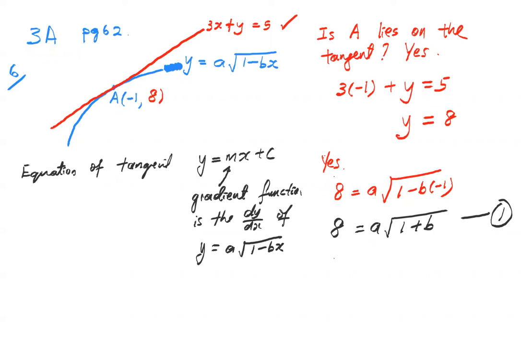So if this equation is given to me, I will rearrange. Correct? The gradient m is the gradient function dy dx. So from here, I know that dy dx is equal to -3 when x equals -1. So can I form another equation from there?